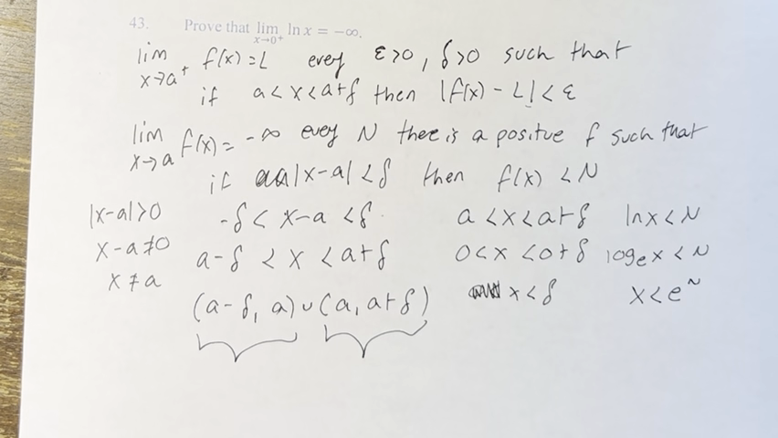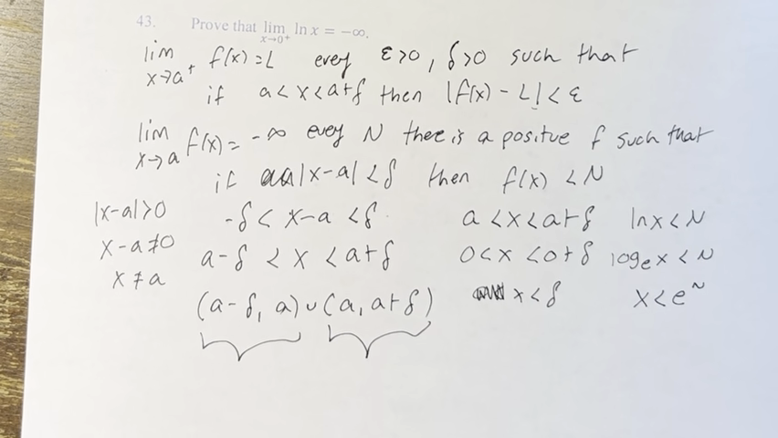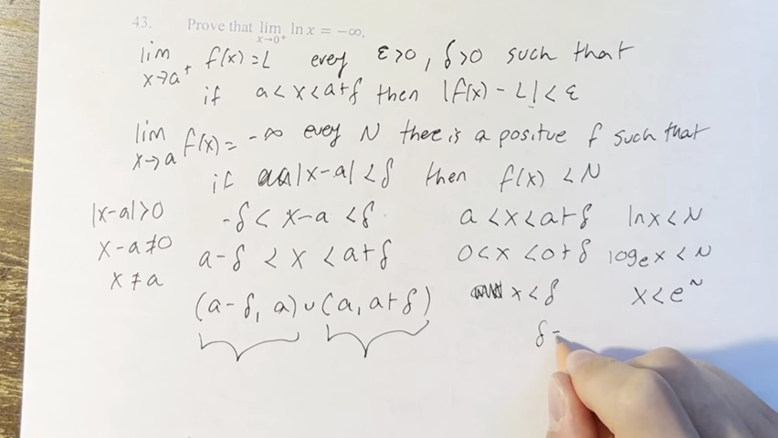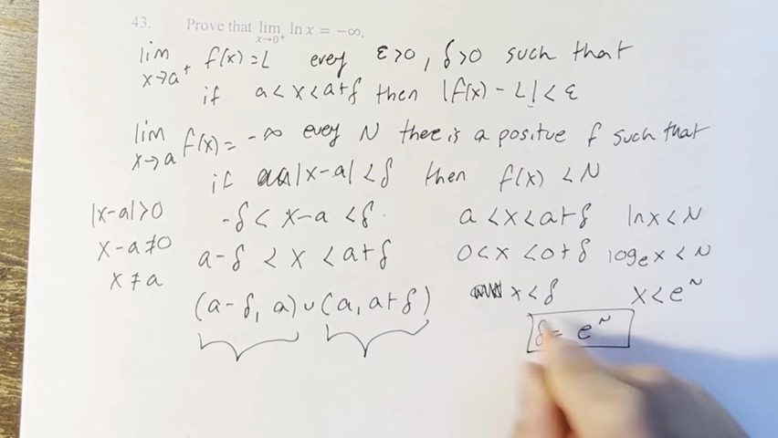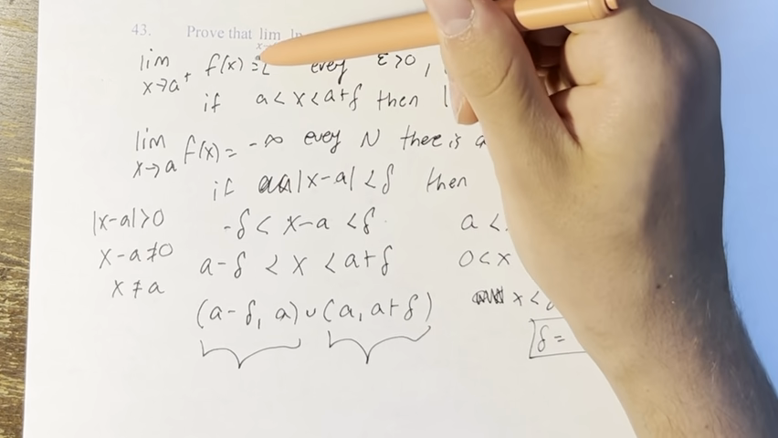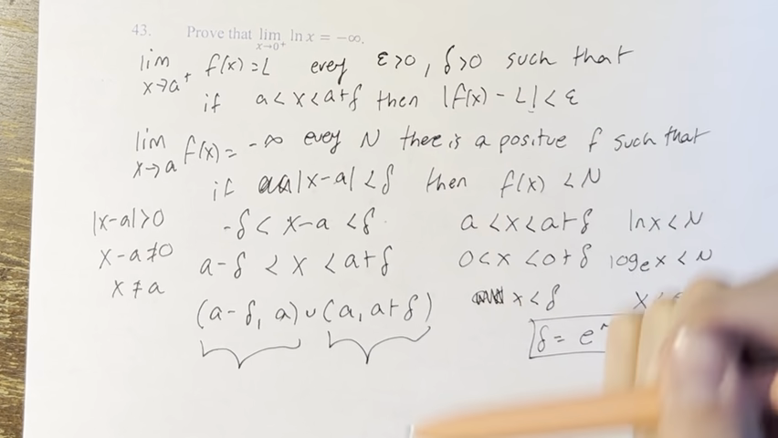If you know how to convert a log to an exponent, but you're just not sure which one to keep on which side of the inequality, just keep x on the same side, right? So log base e of x is less than, therefore x is less than e to the n. Therefore, if x is less than delta and x is less than e to the n, we have delta is equal to e to the n. And since we have a relationship between delta and n, there is a delta for every n, and therefore the limit as x approaches 0 from the right of ln of x is equal to negative infinity.